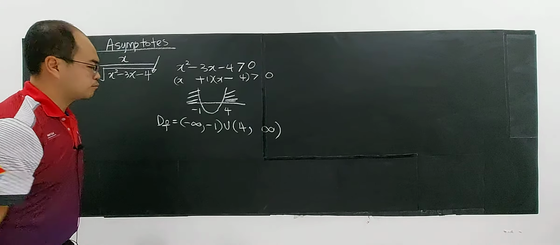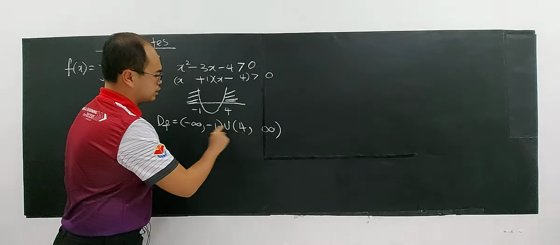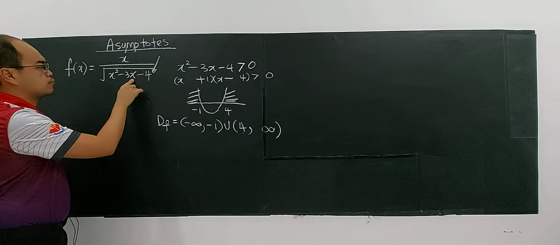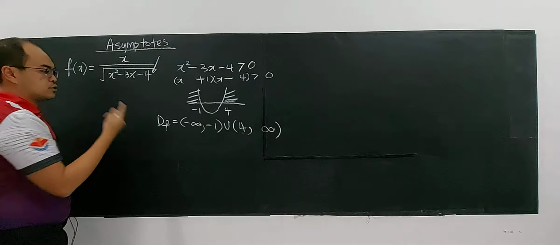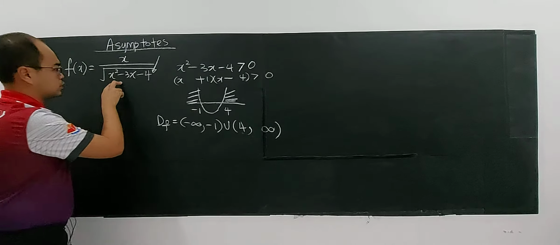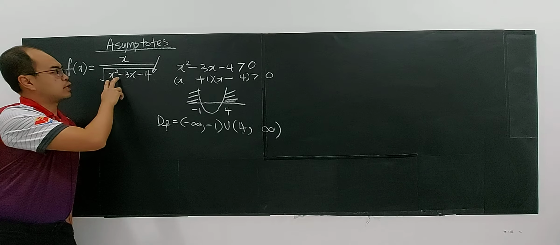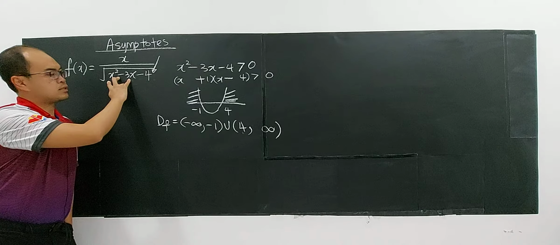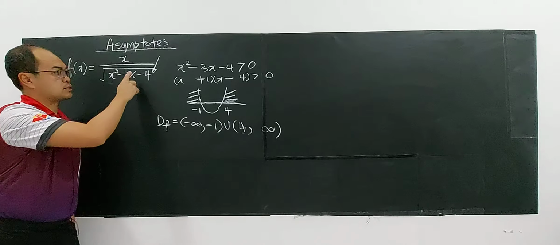I'll tell you why. You choose any value within this range, for example 5. 5 squared minus 3 times 5 minus 4, you get a positive number. It's okay. If you choose negative 2, negative 2 squared is 4, 4 plus 6 is 10, 10 minus 4 is 6. So it's okay, it's a positive number.